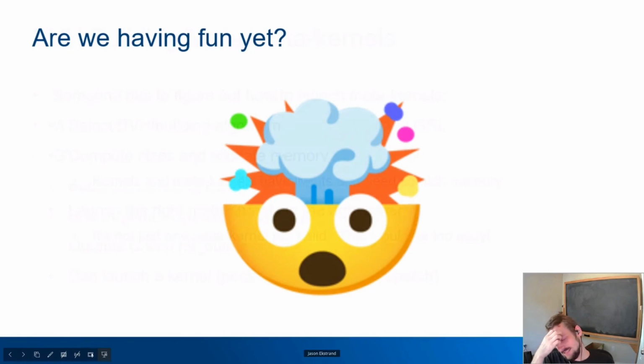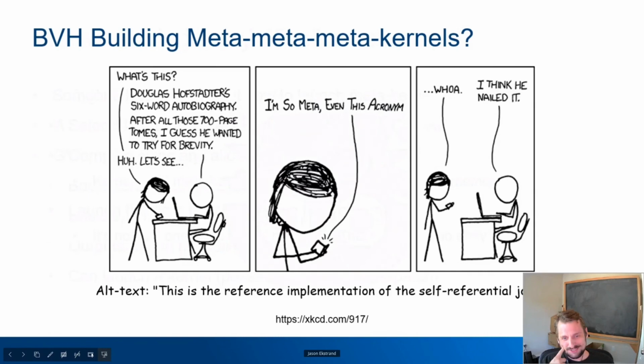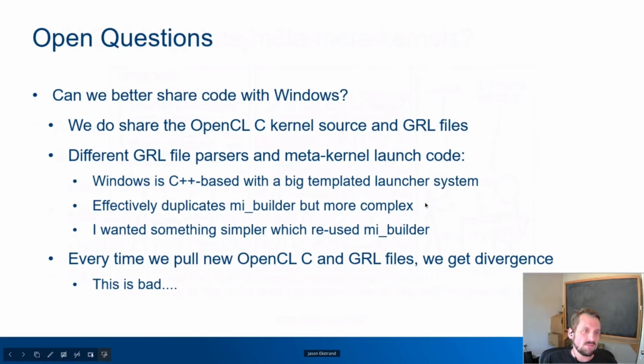So yeah, this is complicated at best. Should we have metakernels? Okay, there's my joke slide. Sorry I'm blitzing through this so fast, but I'm trying to get to the open questions because I would like to have some discussions with some other Mesa people here later. So we have a few open questions.